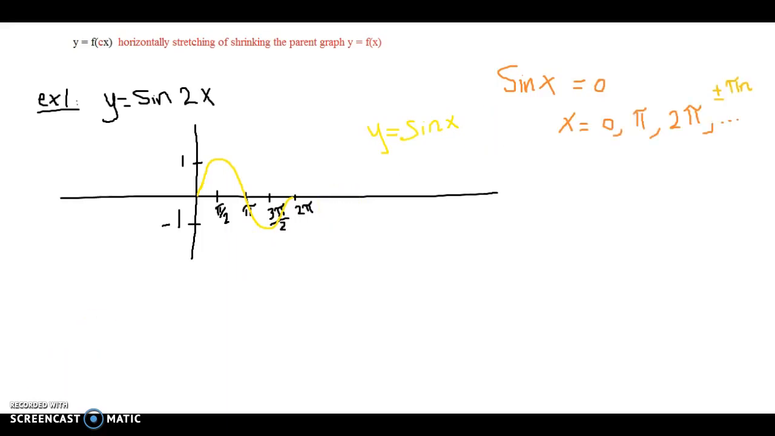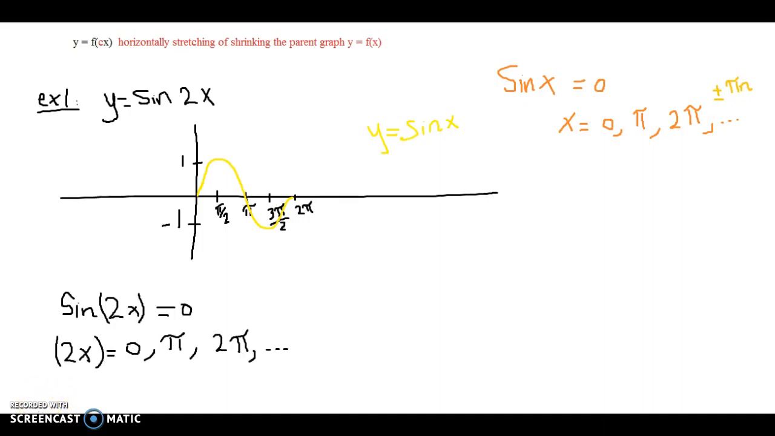But now what if sine 2x is 0? So I want to calculate the zeros algebraically. So I'll do the same thing with the angle theta, which in that case, instead of x, is 2x. But for 2x, I still have the same values for that angle, whatever it is. All I'm going to do now is divide by 2, and then watch what happens.